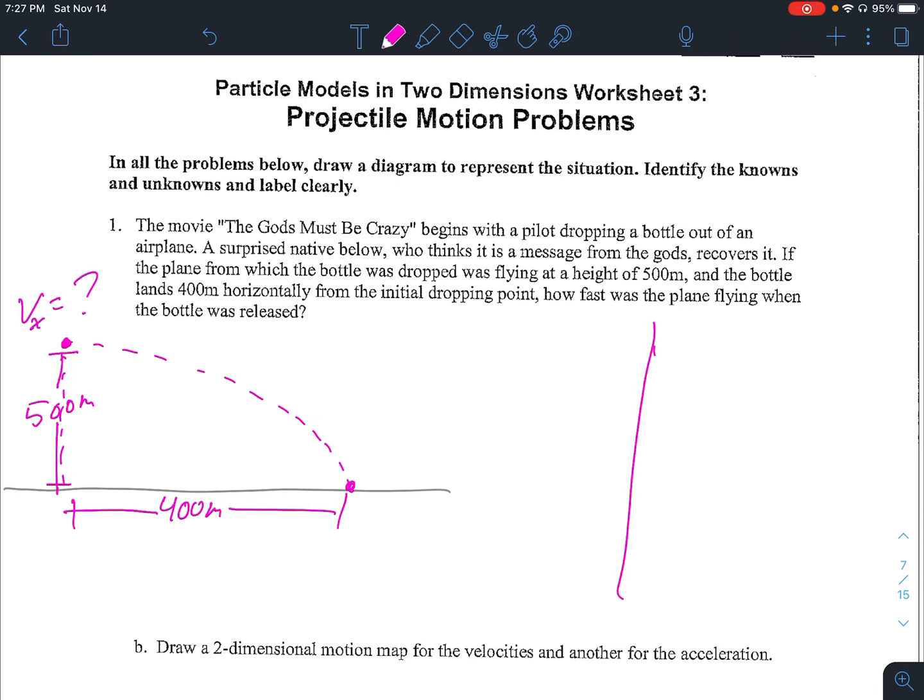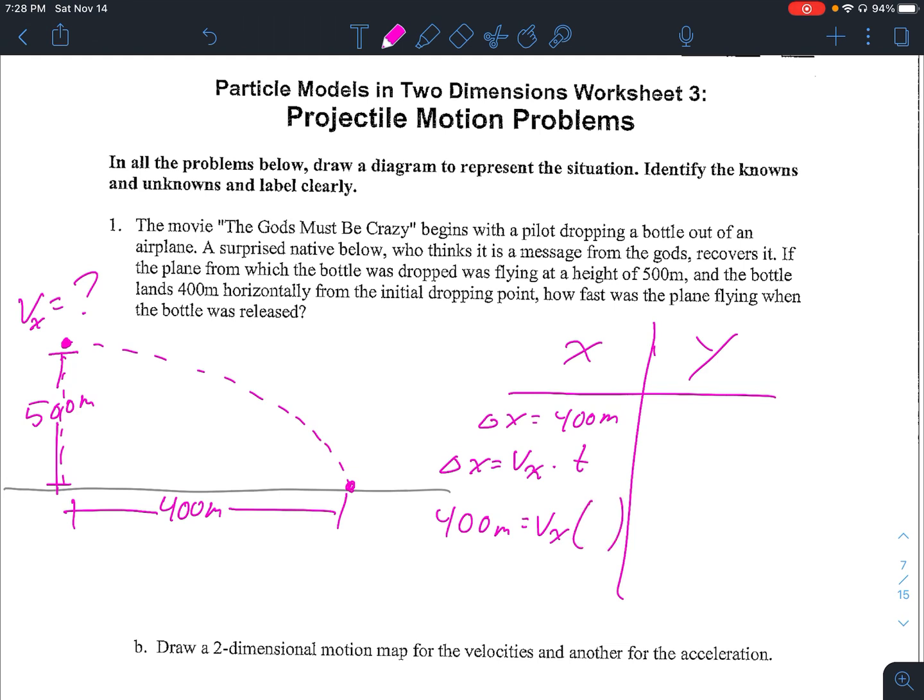So same method here, split it up into x and y. What do we know in the x? We know the delta x, 400 meters. We're looking for our velocity in the x direction. So we need to find our time. That's, 9 times out of 10, going to be your next step, is figuring out the time, because we're solving for that. And we can plug in our time after we get it.